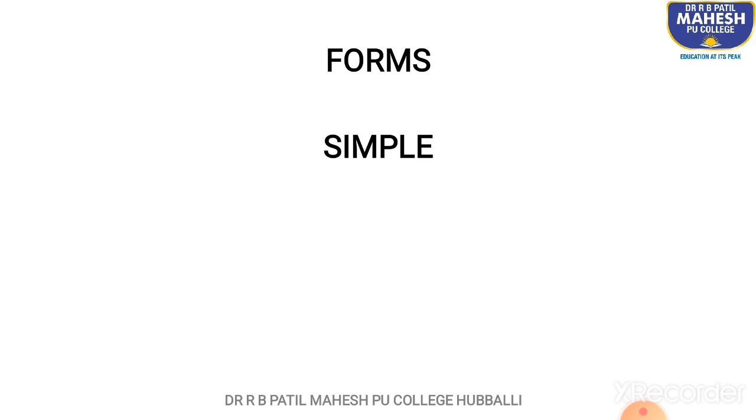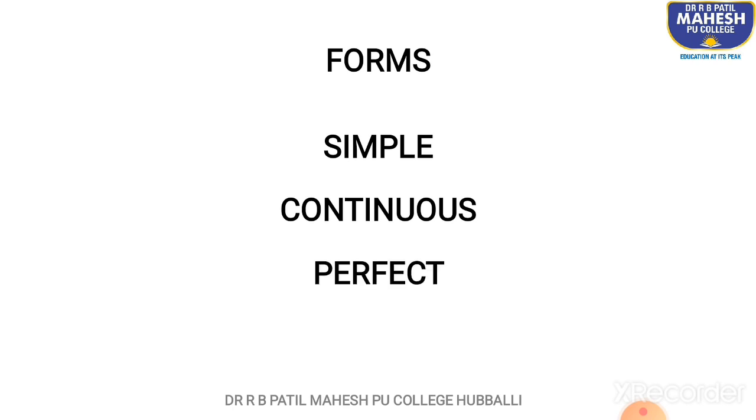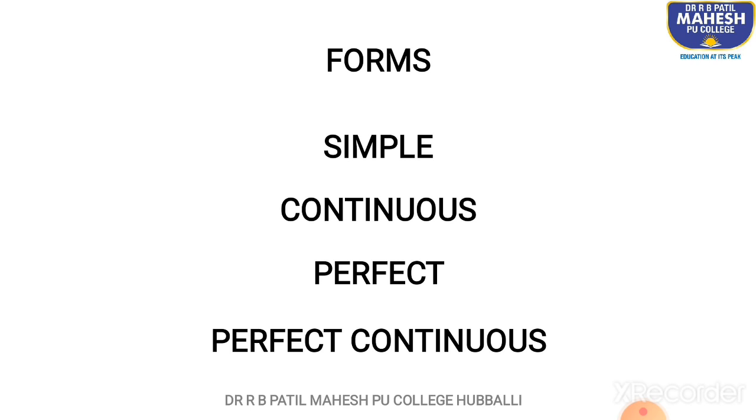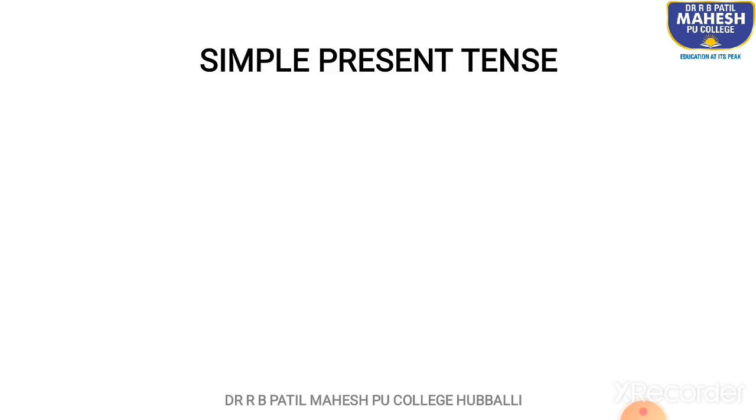The first is simple, then continuous form, perfect, then perfect continuous. So let us see what all these consist of. Simple present tense. Now, talking about the uses, as to when do we use simple present tense, we are going to take a look at some of these uses.